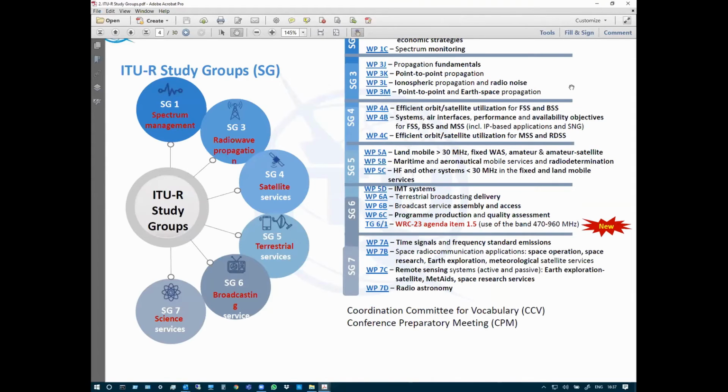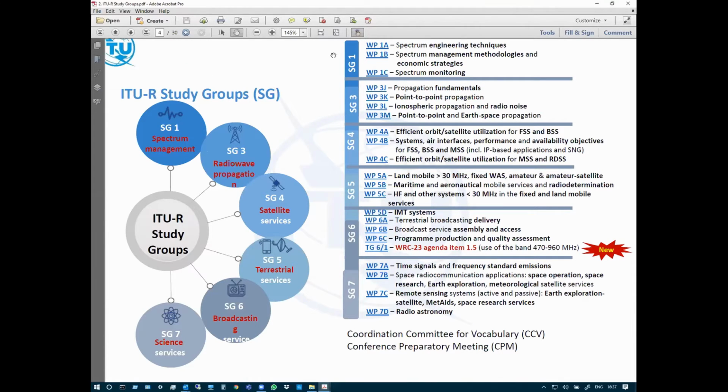Then the current study groups. We have study group 1, that is spectrum management, composed of 3 working parties. Working party 1A, spectrum engineering techniques, meaning all the technical aspects of spectrum management. Working party 1B, spectrum management methodologies and economic strategies, related to financial and economic issues. And working party 1C, related to spectrum monitoring. This is the most visited study group, with the largest participation in terms of entities or administrations.